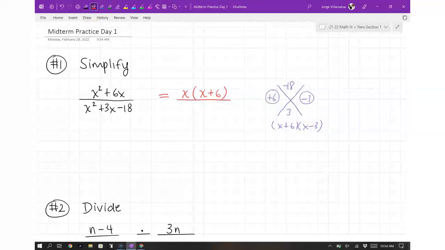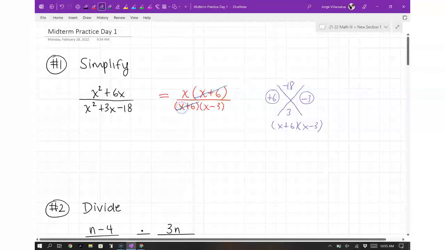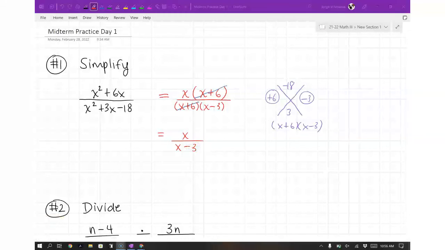So let me write that into my original problem here. X plus 6, x minus 3. What can I cancel? So what am I able to cancel? What should I cancel right now? X plus 6. All right. So the x plus 6's can go away. And basically what you see there, what's left over, will be your answer. Okay? So it's going to be x over x minus 3. And that's it. So let's go over question number 2.